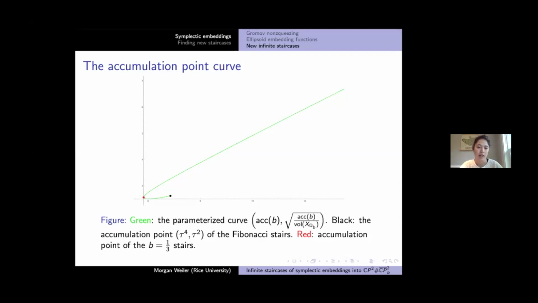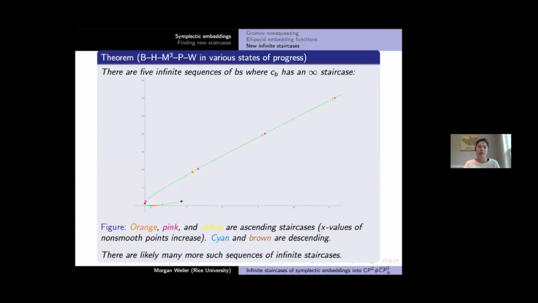The black dot is the accumulation point of the Fibonacci stairs, where B is 0. The red dot is the accumulation point of the B equals 1/3 stairs that Christopher Gardner, Holm, Mendini, and Paris found. Another thing to note is that Mathematica decides where it puts its axes, so these axes don't cross at the origin.